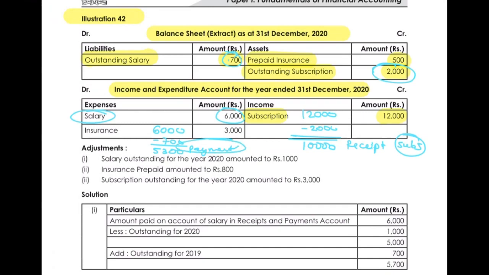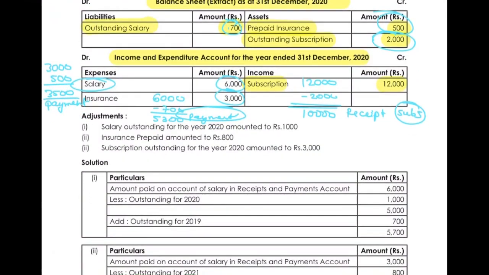You can also see one more thing in your balance sheet, that is insurance of 500 is prepaid, and here the expense is 3,000. So extra what you have paid? You have paid 500 extra. So total payment you have made of 3,500. That will be shown as a payment. Okay. Then you can see you have given some adjustment also. Salary outstanding for the year 2020.